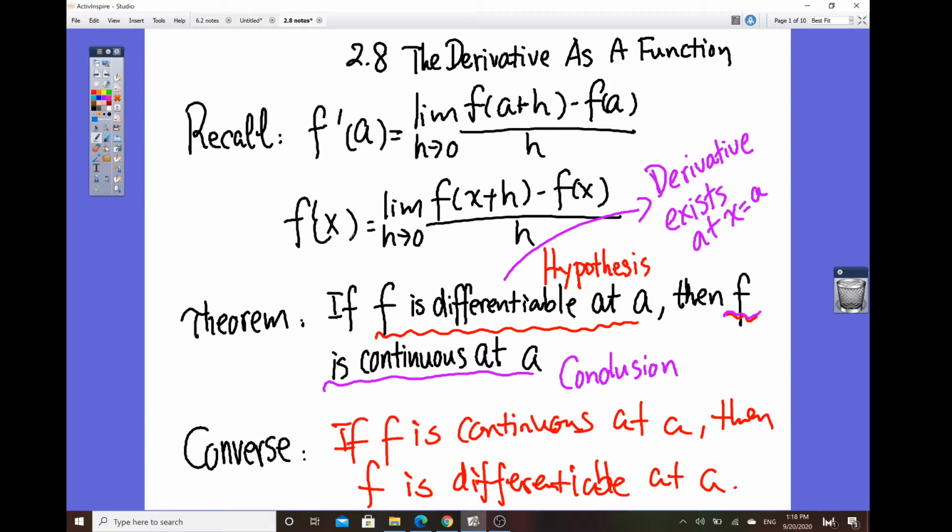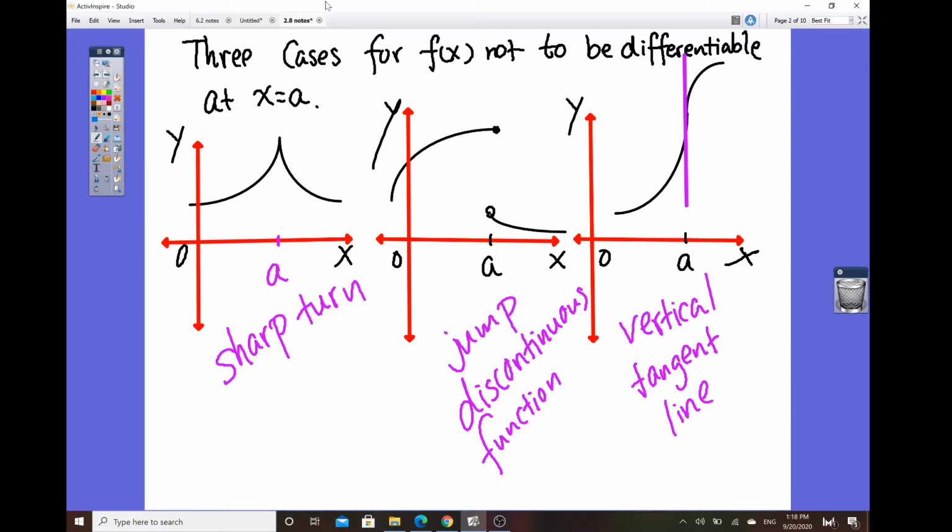Why is that? Here's the reason why. You'll see that on the next page. There are 3 cases for f of x not to be differentiable at x equals a. For the first case, the function is actually continuous because the limit from the left-hand side is the same as the limit from the right-hand side at a, and the point is also defined at a, so it's continuous. But somehow this one is not differentiable. I'll talk about that in a minute.